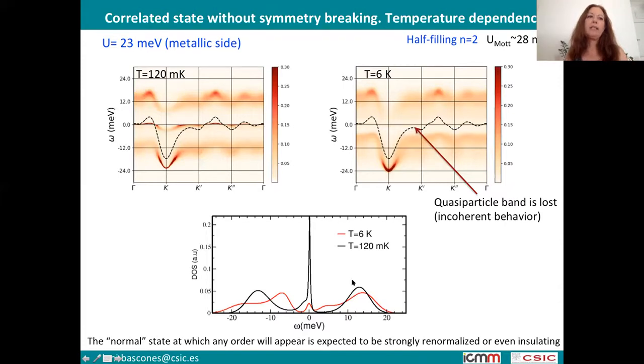The main message from this is that, as has also been found in other Mott systems, if we are relatively close to the Mott transition in twisted bilayer, we expect a quite renormalized density of states and spectral weight. And it can even be insulating.